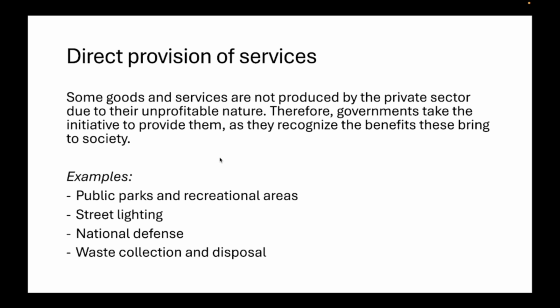This is direct provision of services. Essentially, some goods and services are not produced by the private sector due to their unprofitable nature. Therefore, governments take the initiative to provide them as they recognize the benefit these bring to society. Examples of this include public parks and recreational areas, street lighting, national defense, waste collection, and disposal. So this is basically just a government action to provide things that are not provided in a free market, right? A free market wouldn't produce these because they are inherently not profitable at all. Maybe not at all, but like no one would produce them, essentially.